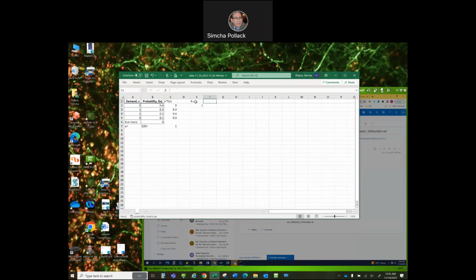This is going to be called, let's call it, x minus mu squared. We can do that. That's what this is. Now let's multiply it by the f of x. So it's x minus mu, close parenthesis, squared times the f of x, which again is simply how often that number happens. So we can do equals E2 times the probability, which was found in column B, times B2.